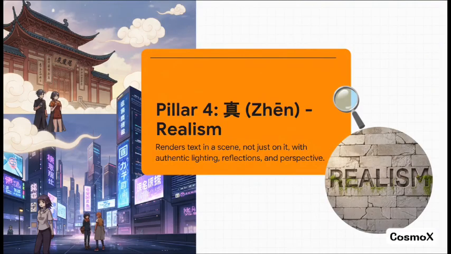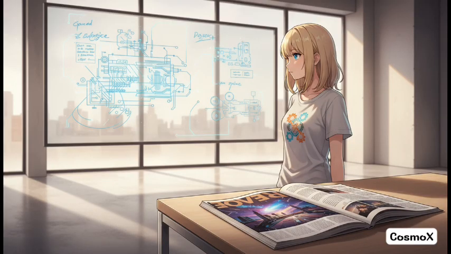Okay, our fourth pillar takes us straight into the physical world. Realism, or Gen. This is all about the model's ability to make text look like it truly belongs in a scene. It understands materials, lighting, and perspective, so it renders text not just on an image, but in it. And this is a fantastic example of that. In just one single image that the model generated, it rendered text in all these different ways. You've got handwritten notes on a reflective glass whiteboard, a logo on the fabric of a t-shirt, text on a magazine cover with perfect perspective, and even a hand-drawn schematic.